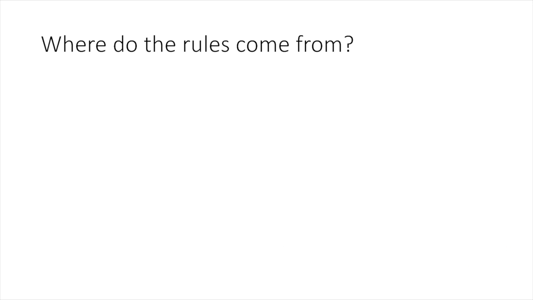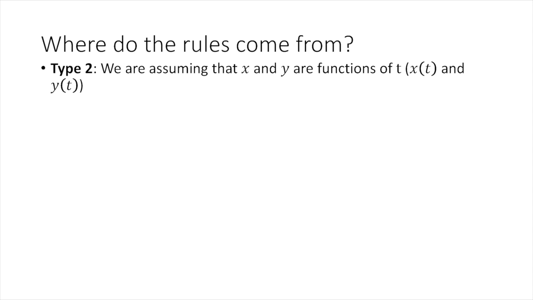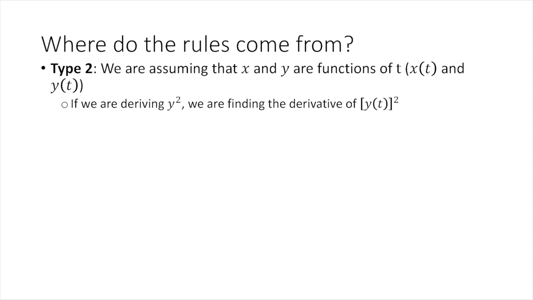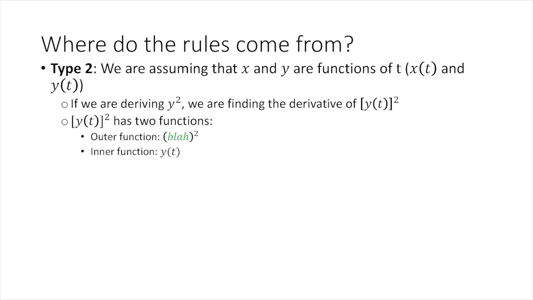Let's look at the rules for type 2. When we're solving a type 2 problem, we're assuming that x and y are both functions of t. So we have x of t and y of t. So if we're deriving y squared, we're finding the derivative of y of t squared. So that's a function inside of a function. The outer function is something squared, blah squared. The inner function is y of t. So we use the chain rule again.